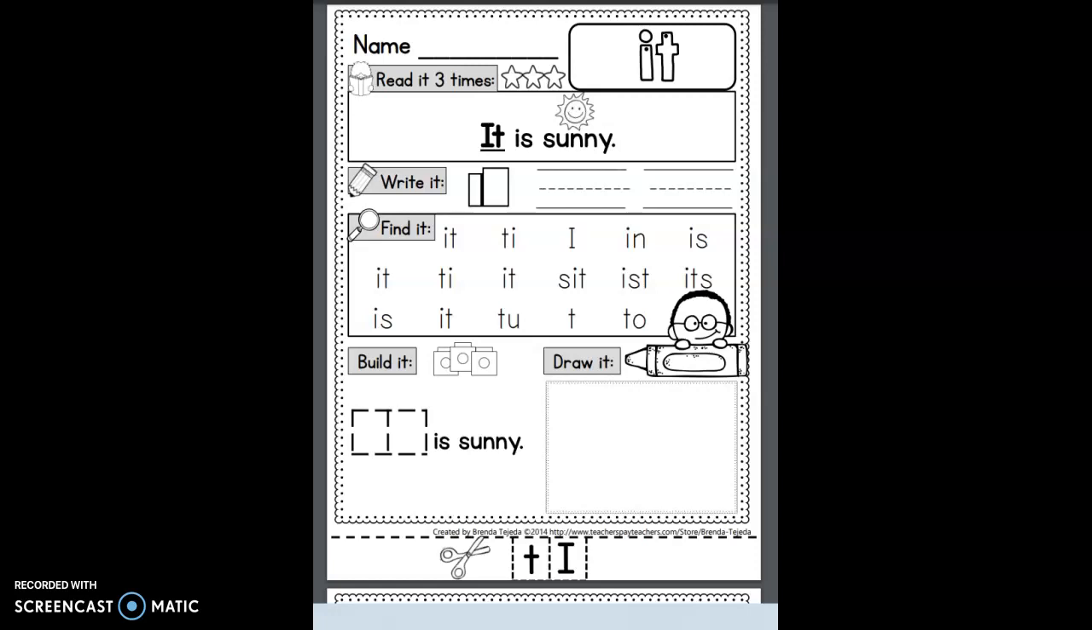Hi, kindergarten. You are going to get in your sight word packet and turn to the word it. That's right, I-T, it. As always, it is the same activities on this page.